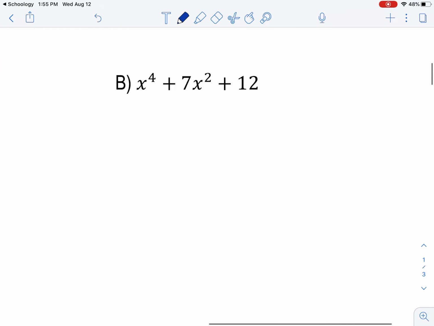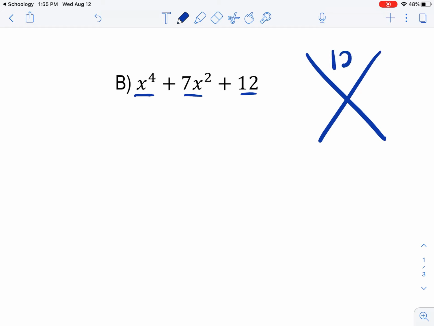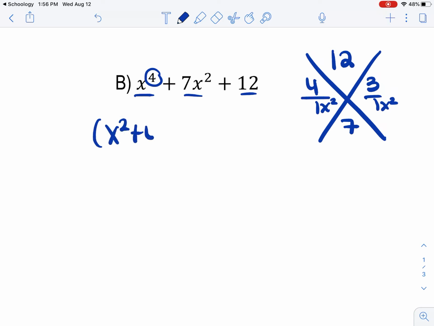Okay, next one. All right, I need to factor this. Is there a GCF? No. There's 3 terms though. A times C is 12. B is 7. 2 numbers that multiply to give me 12 and add to give me 7, 4 and 3. Divide by your lead coefficient, which is 1 this time. So remember, this is my x term, this is my x term. But this time you should notice it's x to the 4th. So this has to be an x squared and an x squared. So now I have x squared plus 4 times x squared plus 3.